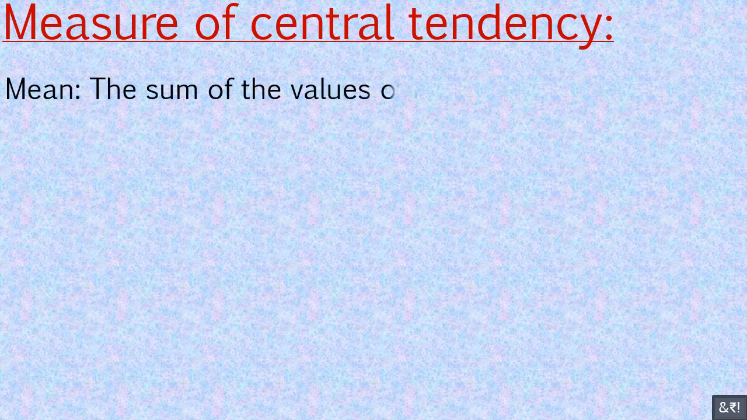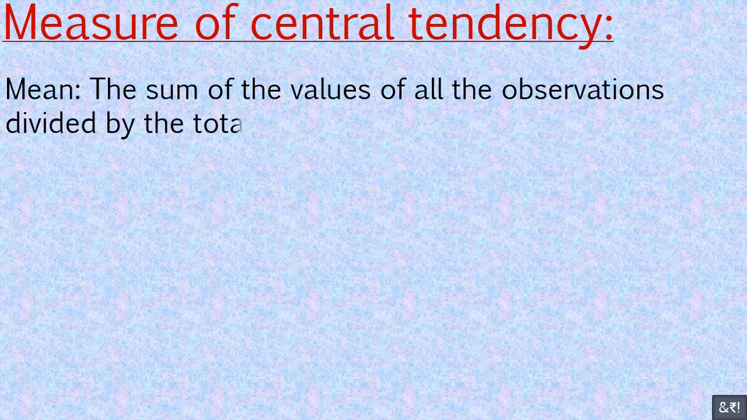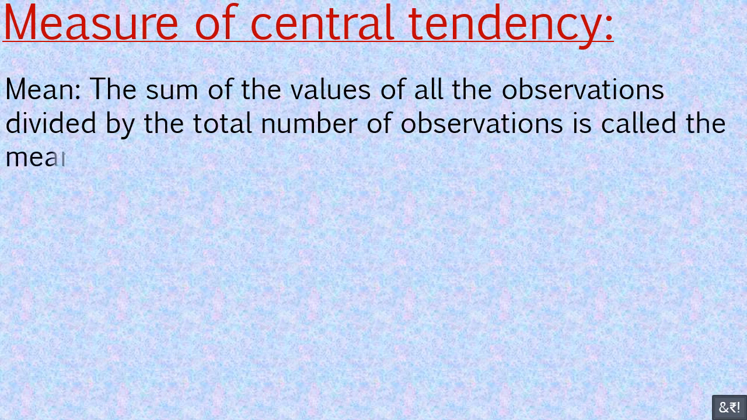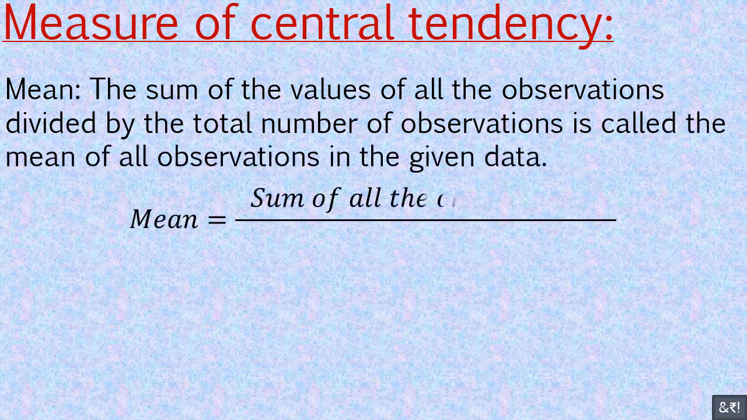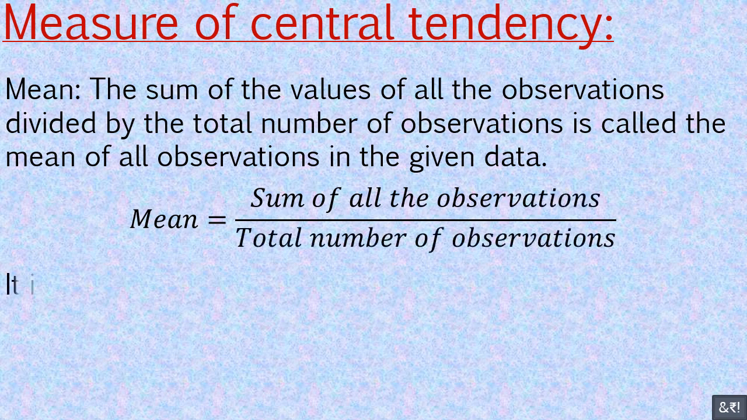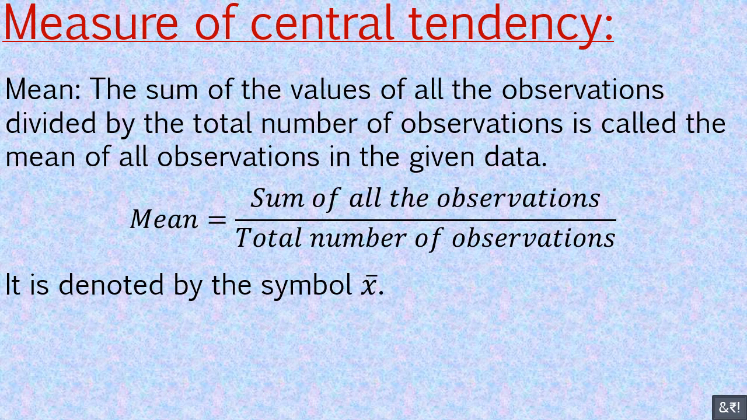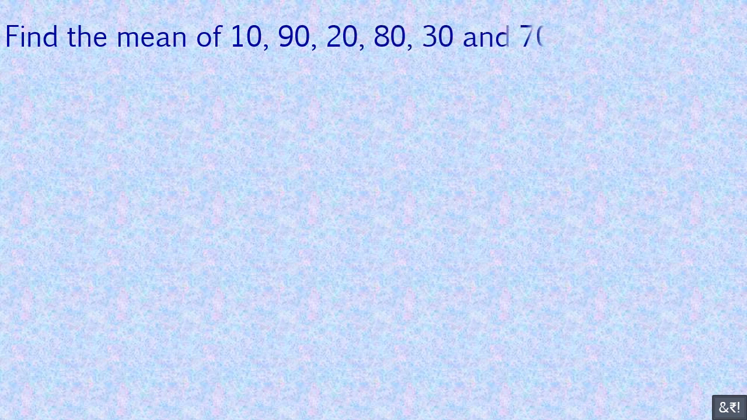Mean: the sum of the values of all the observations divided by the total number of observations is called the mean of all observations in the given data. Mean x bar equals sum of all the observations divided by total number of observations. It is denoted by the symbol x bar. Let us consider an example. Find the mean of 10, 90, 20, 80, 30 and 70.